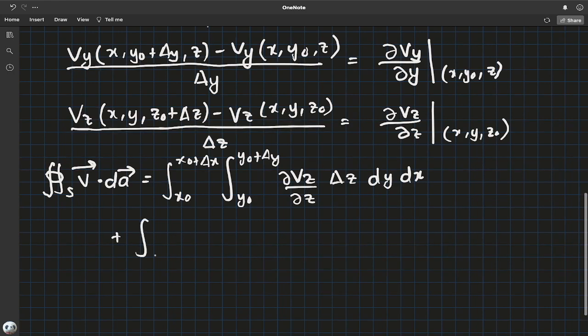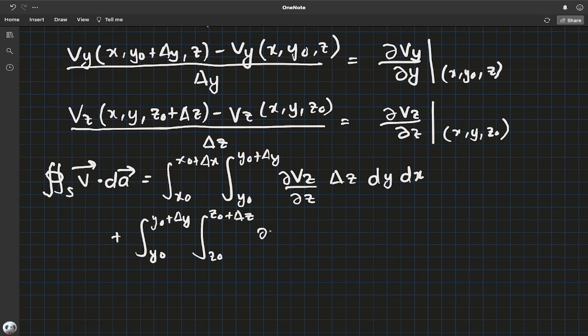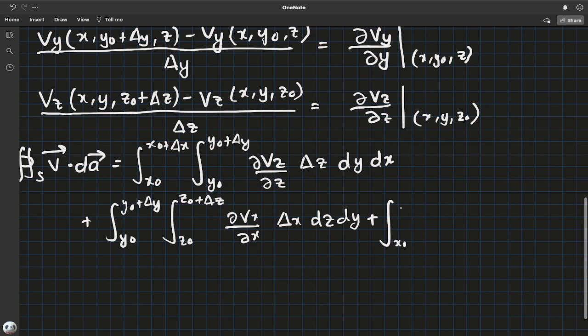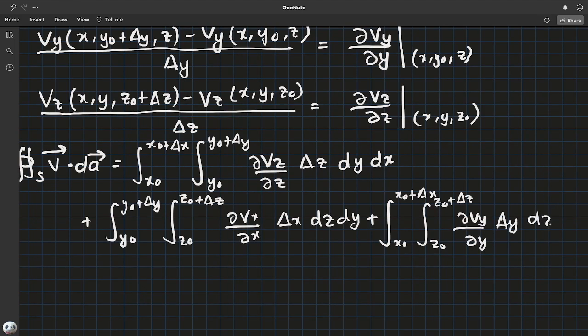plus the integral from y naught to y naught plus delta y, z naught to z naught plus delta z, of partial v_x with respect to x, delta x, dz dy, plus finally we have x naught to x naught plus delta x, z naught to z naught plus delta z, of partial v_y with respect to y, delta y, dz dx.